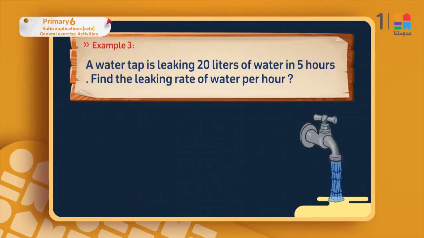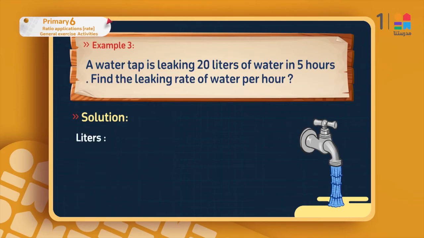Let's take another one. A water tap is leaking 20 liters of water in 5 hours. Find the leaking rate of water per hour. So again, per hour means 1 hour. So I will write my two terms here: liters to hours. So I already know that 20 liters leak in 5 hours.